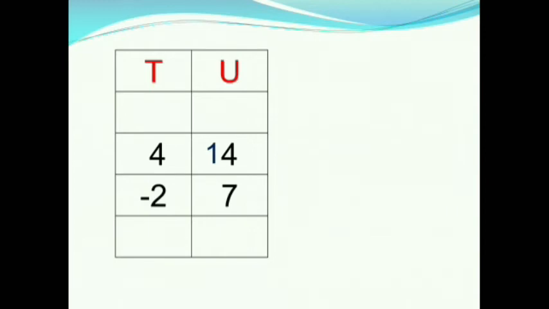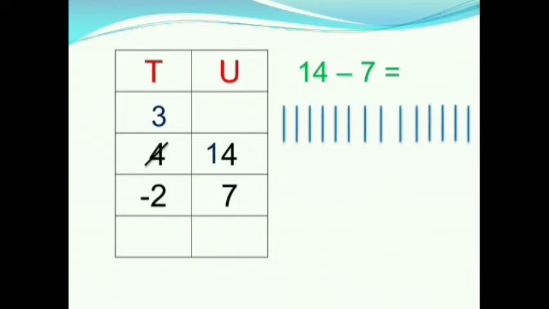Units place can be written as 10 units plus 4 units equals 14 units. After borrowing 1 ten from tens place to units place, tens place is left with 3 tens. Now we should subtract units place digits. The digits in the units place are 14 and 7. I have drawn 14 lines and cut 7 lines.